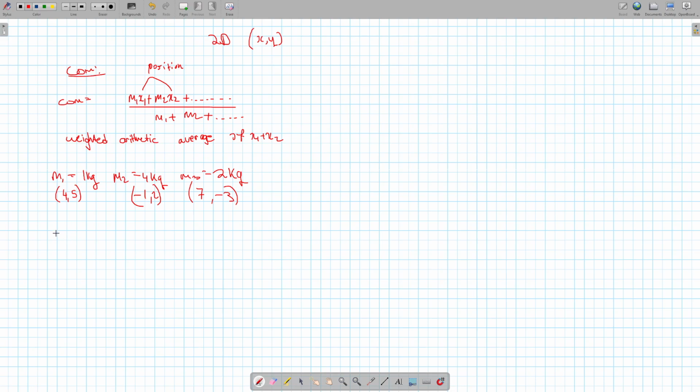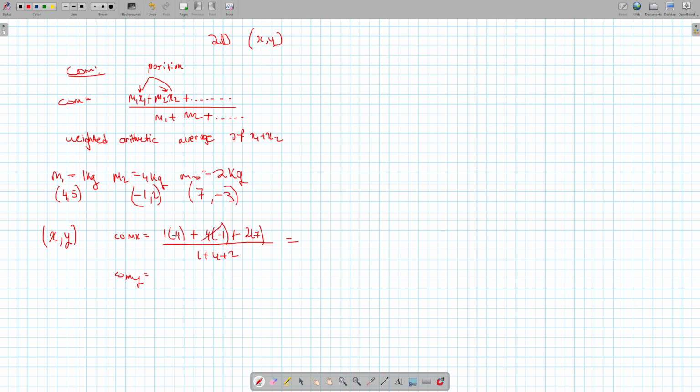Any point, I told you, is going to have an x and a y. So I need to apply the center of mass formula for the x and then for the y. Someone's going to ask how to apply it with y. It's easy, the same exact thing, just switch x with y. The center of mass x would be m1 x1, so 1 times 4, plus m2 x2, so plus 4 times negative 1, plus m3 x3, which is 2 times 7, over m1 plus m2 plus m3, so 1 plus 4 plus 2.